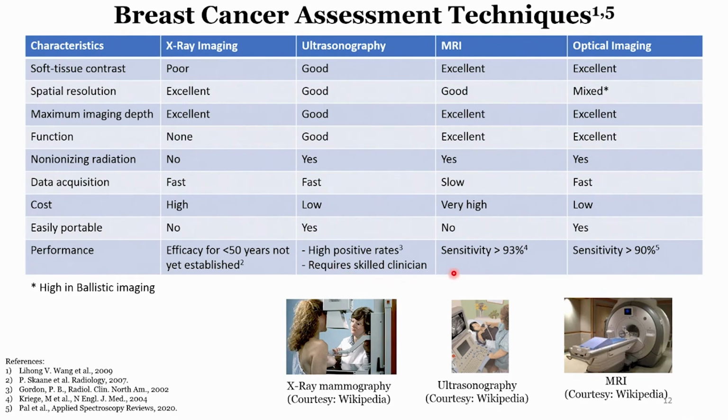The good part of MRI is that its sensitivity is very high, and the sensitivity of optical imaging is mixed. It depends on the type of technique that you use, and we will see there are different kinds of optical techniques: continuous wave, time domain, as well as frequency domain types. In all the three types, when we use a certain type of technique, your sensitivity will change. In some of the cases people have reported more than 90% sensitivity, which is very great.